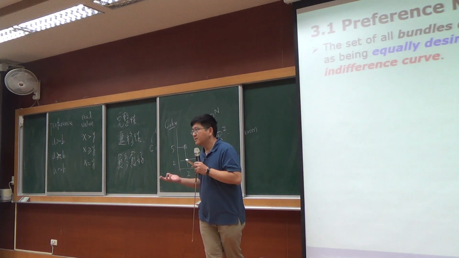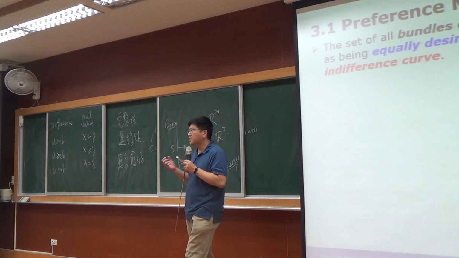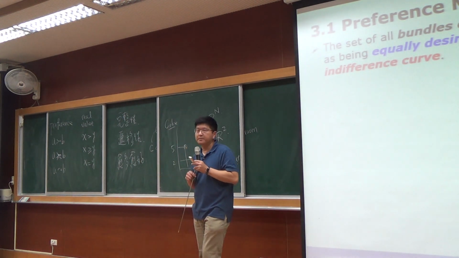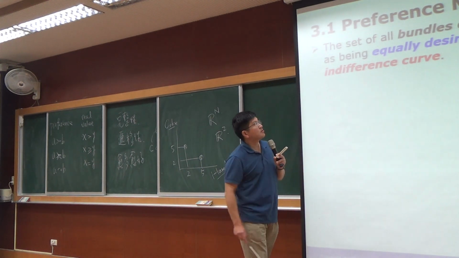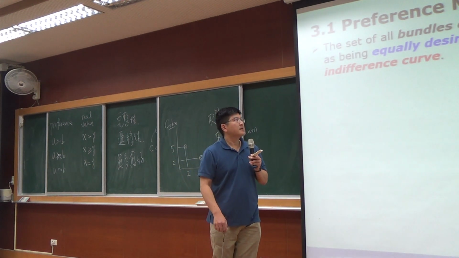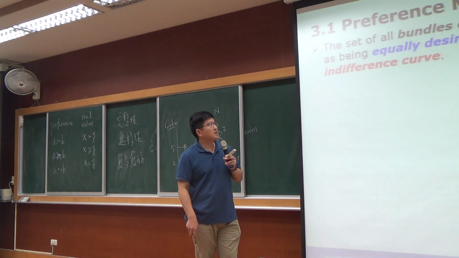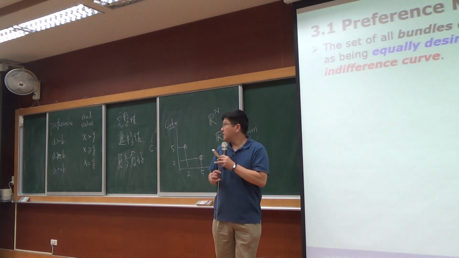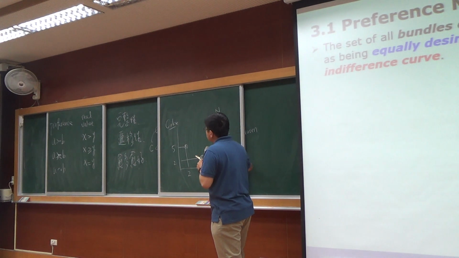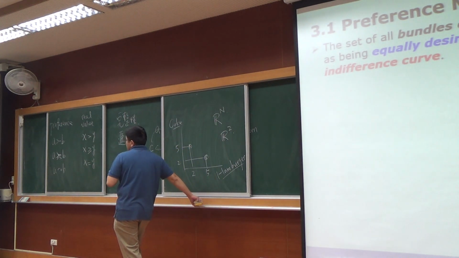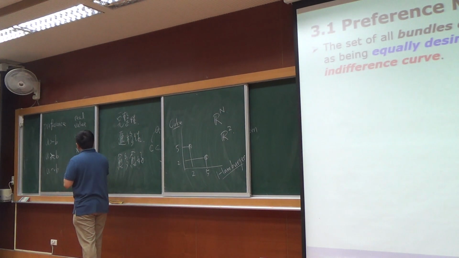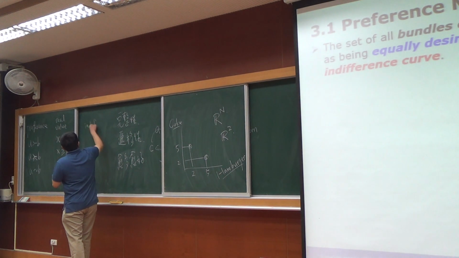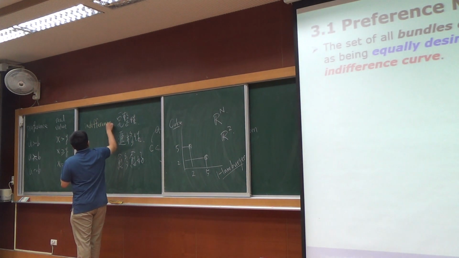Get it? So you understand what bundles mean? What does bundle mean? It's a combination, a combo, okay? All right, so the set of all bundles of goods that a consumer views as being equally desirable can be traced out as an indifference curve. So the first thing here, I'd like to introduce to you a professional noun in microeconomics, something new to you. Indifference curve.